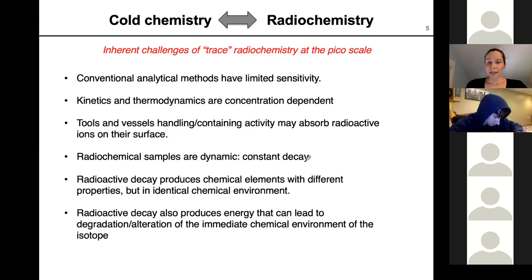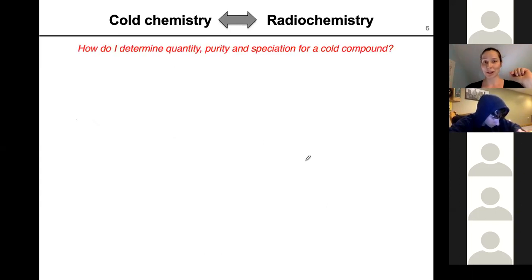Another thing that we tend to underestimate is that radioactive decay also produces energy. So that can lead to degradation or a change of the immediate chemical environment of the isotope. So you need to think about the degradation of the compound that you intend to incorporate your isotope into, or even the material that you're using to purify, for instance, biomembranes, biological samples. If you're using a protein to selectively bind a radioactive isotope over another, it may actually start degrading because of the decay properties of the specific isotope. So these are things that we really need to think about when we work with radioactive samples.